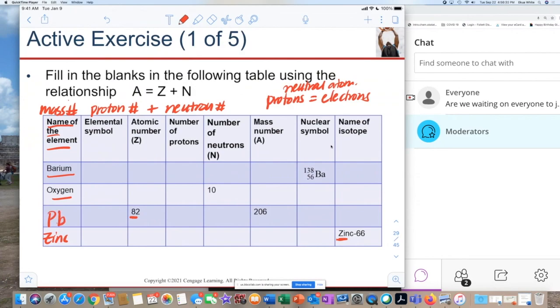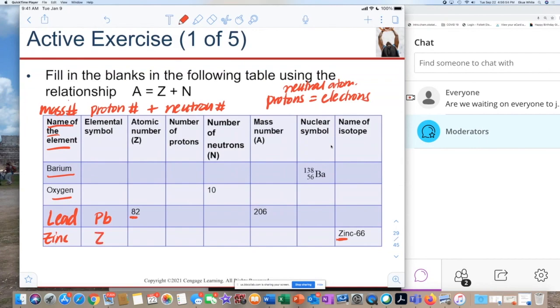Pb, 82. So I use my atomic number to figure out what, oh, sorry, my bad. You know, this is the issue with enthusiasm. I'm too enthusiastic. This is lead. My bad. I need to follow the order, right? They said name, not symbol. Symbol, Pb. Now I'm doing this right.